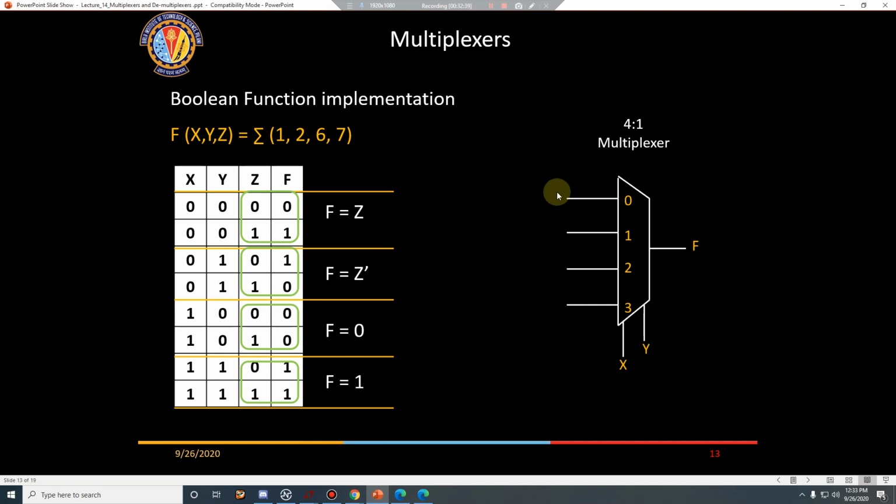Can I connect Z here? Yes, sir. Correct. So if you see 0 1, this line will be connected here for XY equal to 0 1. Now if you compare F and try to write F in terms of Z, this is Z dash. So I can connect Z dash here. For the third one, it's the same problem, we are doing the same problem. Here F is equal to 0 irrespective of Z, and in this case F is 1. So I can connect Z, Z dash, 0 and 1 here.